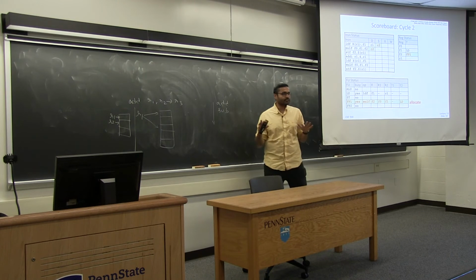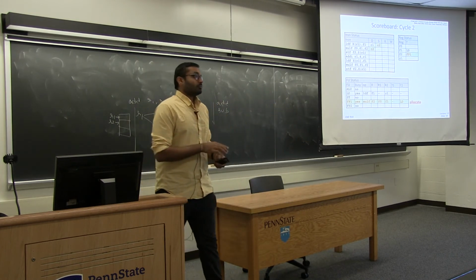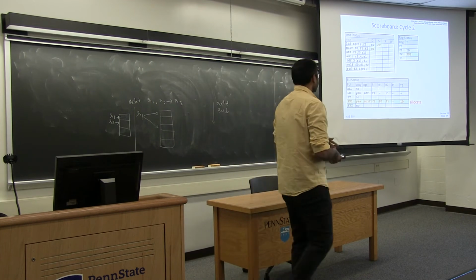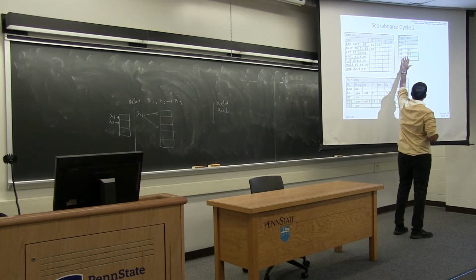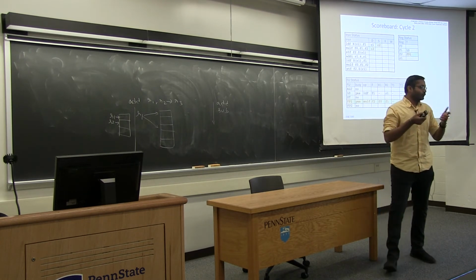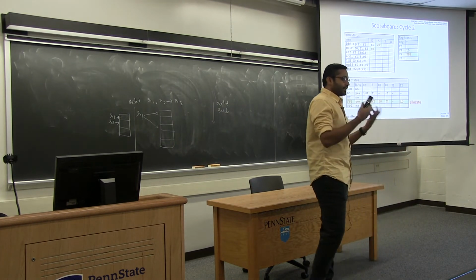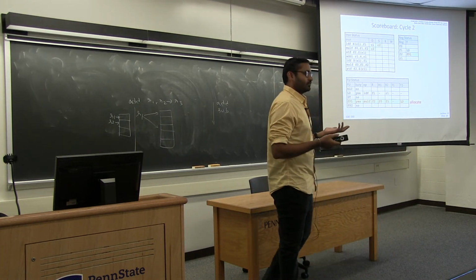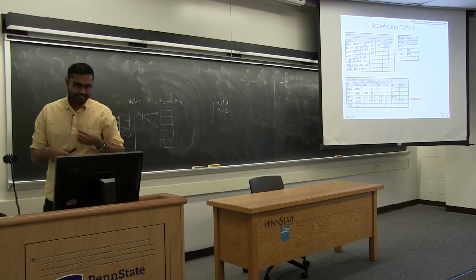Does it make sense? Any questions? Yeah. Is the register status table only for destination registers? No. Oh sorry, the register status table. Yeah. So this maintains who is producing the latest value for a particular register, and by definition that has to be the destination register for some instruction, because, right? Okay, so let's move to the next cycle.